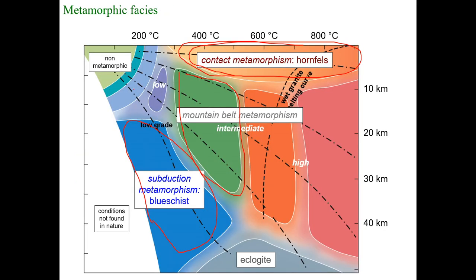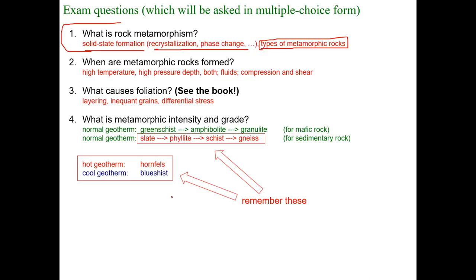You should also know blue schist. Blue schist is a subduction type rock that is high pressure, low temperature. When are metamorphic rocks formed? They're formed under high temperatures and high pressures, at depth. They involve fluids, and sometimes can involve compression, shear, and differential stress coming from one preferred direction.